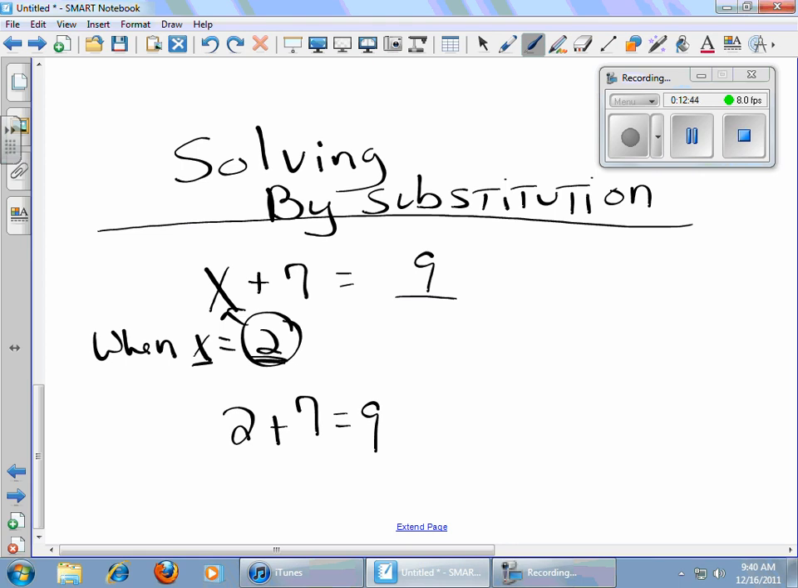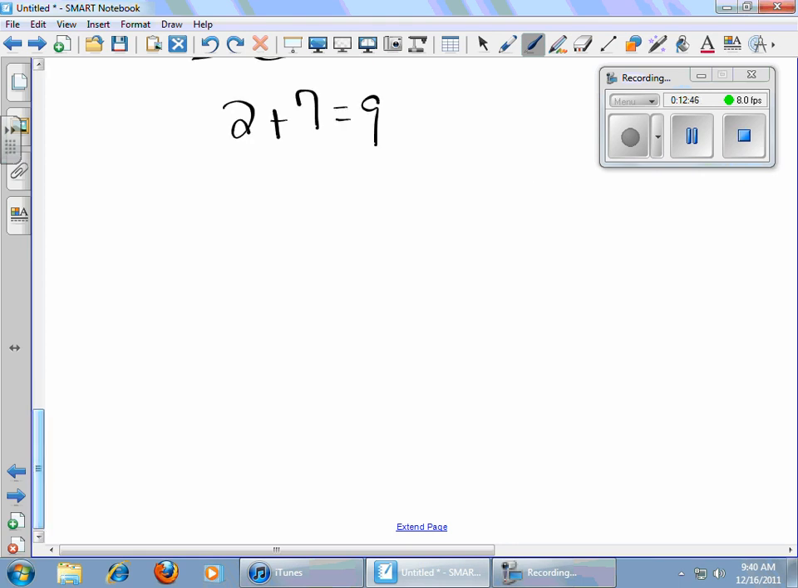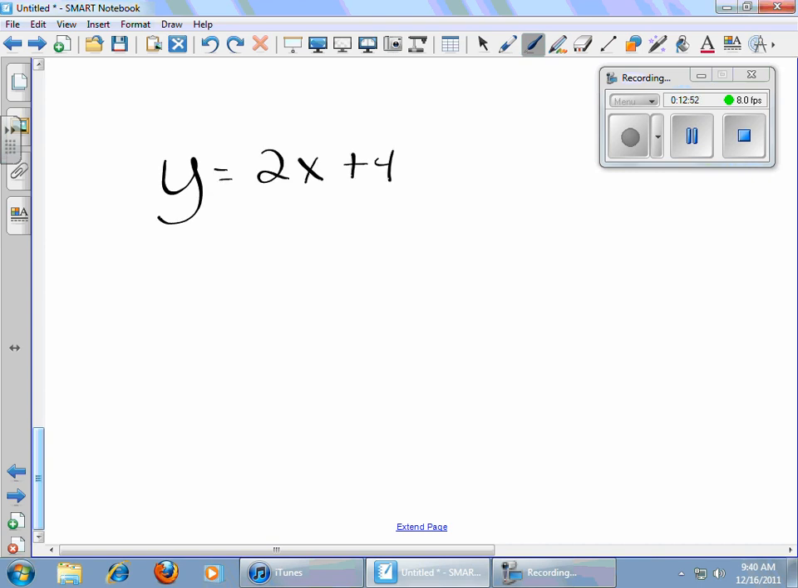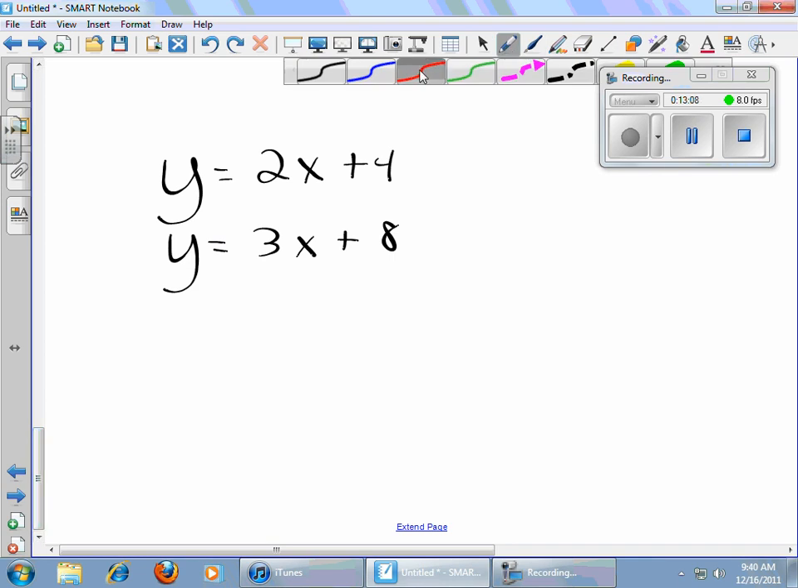All right, well, how does that look when we have two equations? Say like y equals 2x plus 4, and then y equals, let's go with 3x plus 8. Okay, now check this out. This is pretty slick. It's actually super easy. Don't let it freak you out.